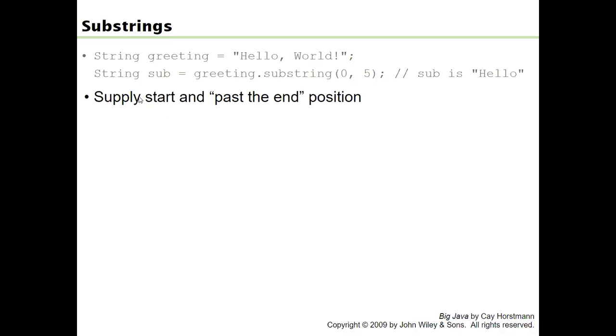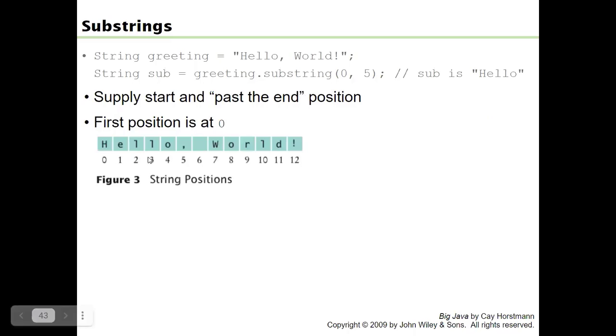It says supply the start and 1 past the end position. So that isn't a length, okay? It's not a length. It's a bad example. They say, I want to start at position 0, and then I want to stop 1 past position 4, so that's 0, 1, 2, 3, 4, 5. We want to stop at the comma, and we don't want to include that. So it's very strange. The starting one is inclusive. The ending position is not inclusive. It's exclusive.